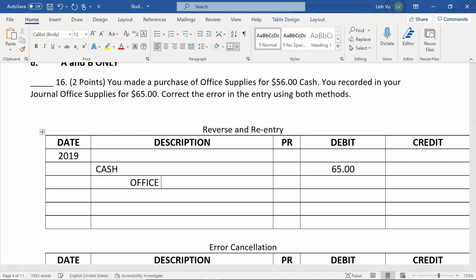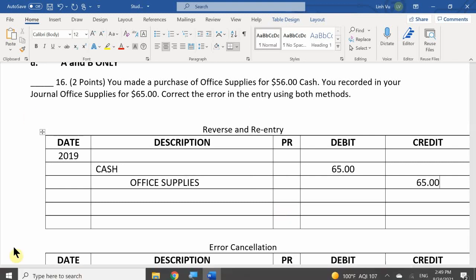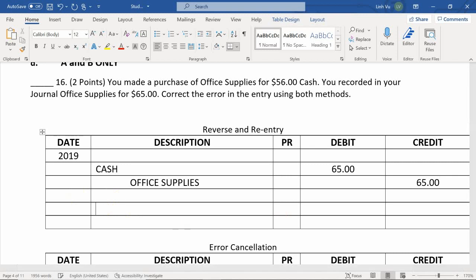Good. For those $65. And then the second part of this, I'm going to repurchase it again. So office supplies and cash, right? Because I spent cash. But I'm going to now enter in the correct amount of $56. Yes. That's exactly correct. We're reversing the entry by returning, and then we're going to re-enter it for the correct amount. So that's the reverse and re-entry method, okay?